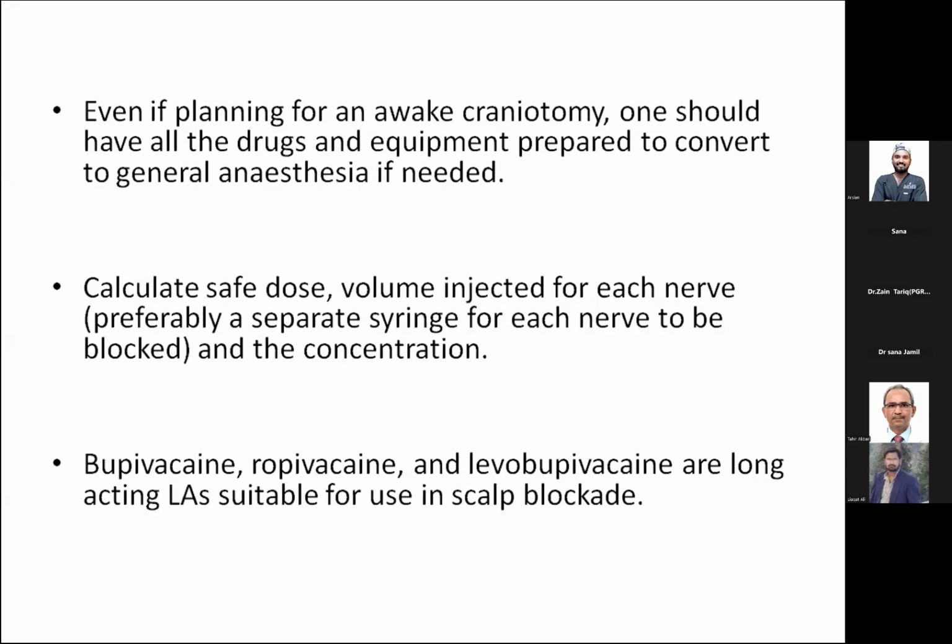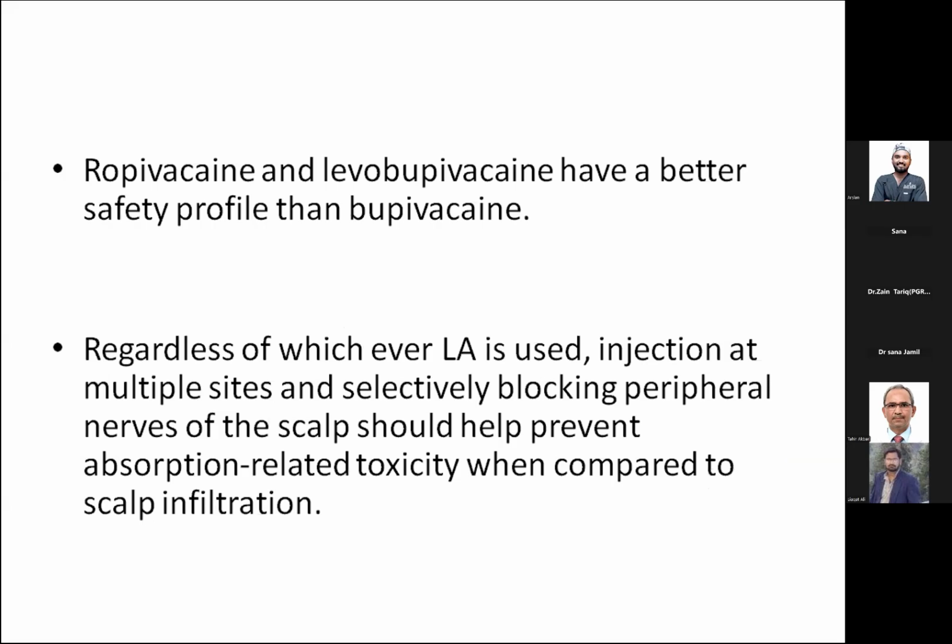Even if you're planning for an awake craniotomy, you should always have all the drugs and equipment prepared to convert to general anesthesia if needed. Calculate the safe dose, volume, and concentration used, and it is preferable to use a separate syringe for each nerve. Regardless of whichever local anesthetic you're using, injection at multiple sites and selectively blocking peripheral nerves helps prevent absorption-related toxicity when compared to scalp infiltration.